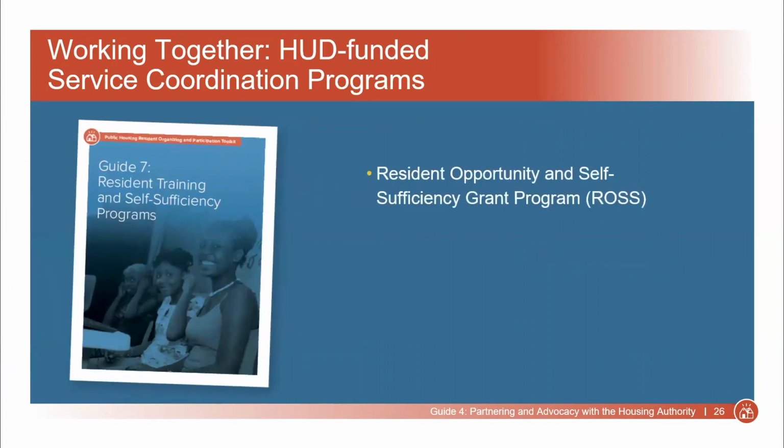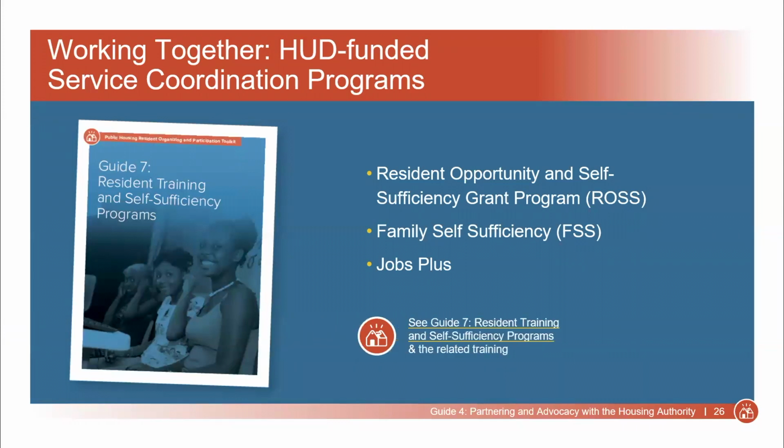HUD offers programs that can provide funding to place program or service coordinators that support public housing residents. The Resident Opportunity and Self-Sufficiency Grant Program, ROSS, Family Self-Sufficiency, FSS, and Jobs Plus programs all offer opportunities for residents and the housing agency to work together to plan community services and programs. To learn more about these programs, check out Guide 7 and the related training.